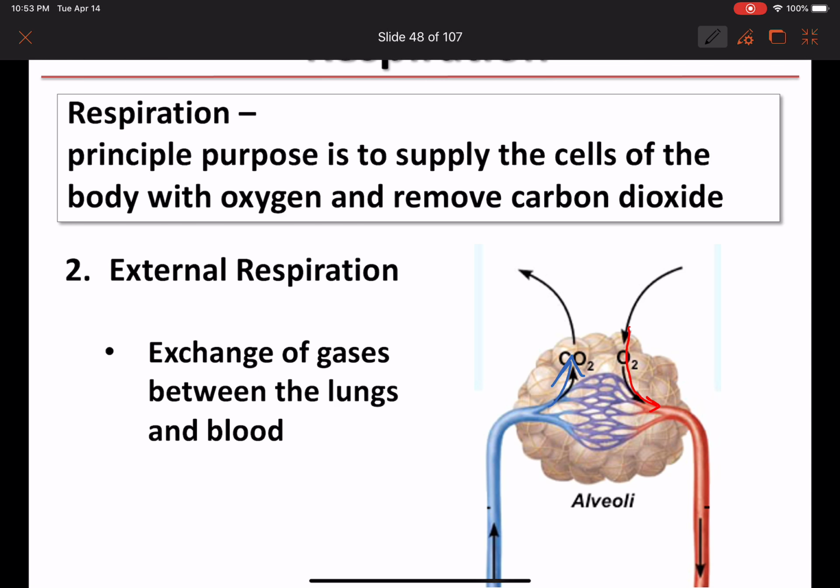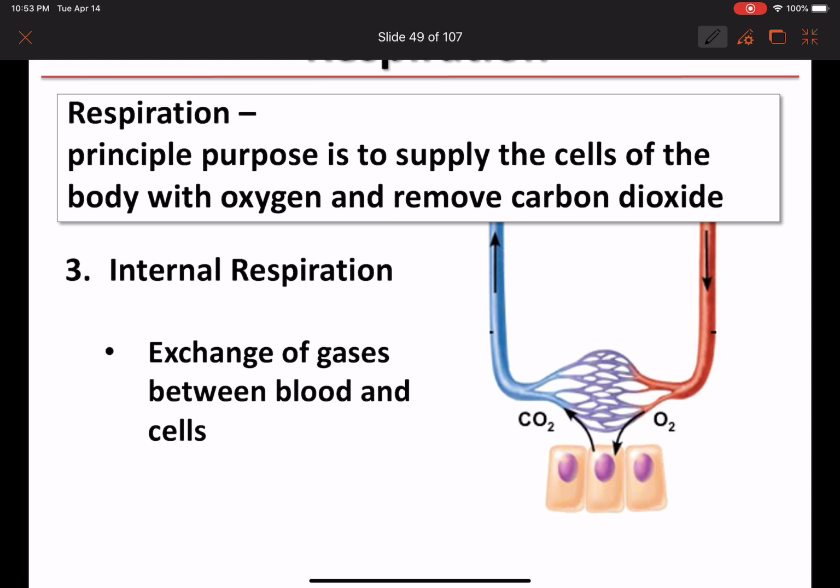All right, so that's the big picture, that's the big context here, but the external respiration part is just what's going on right here at the level of these capillaries surrounding the alveoli. CO2 is leaving the blood and going into the alveoli. And then O2 is coming in from the gas in the alveoli and entering the blood.